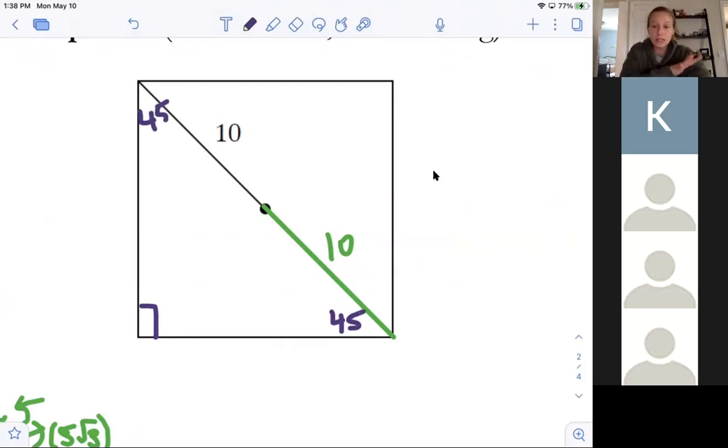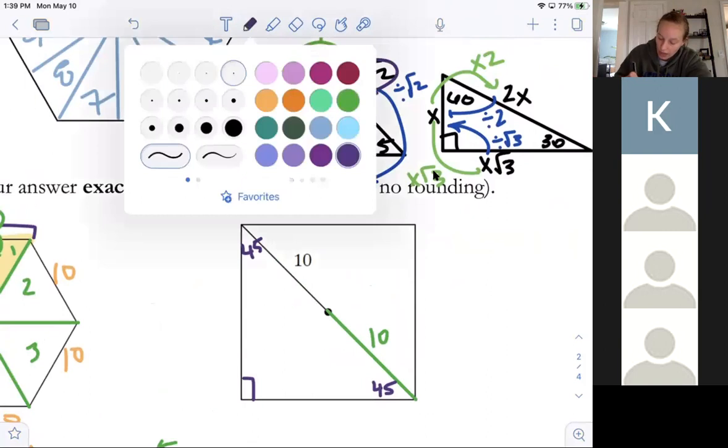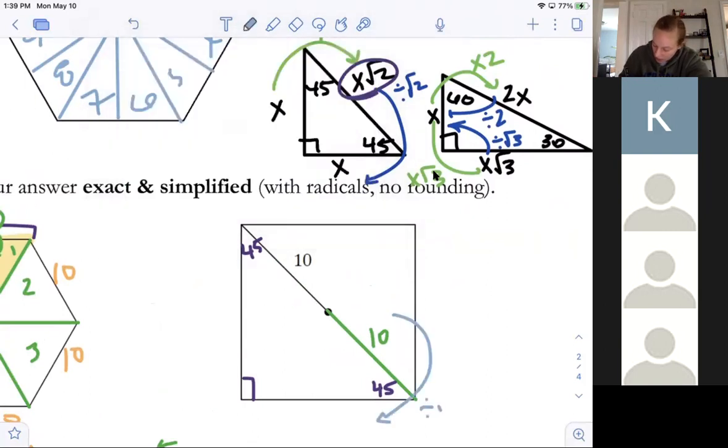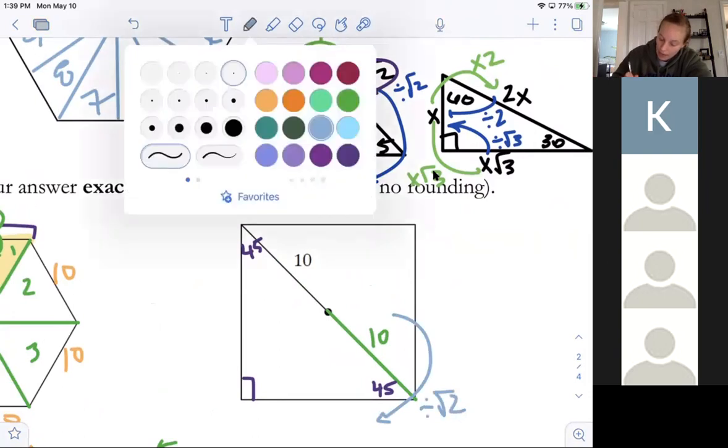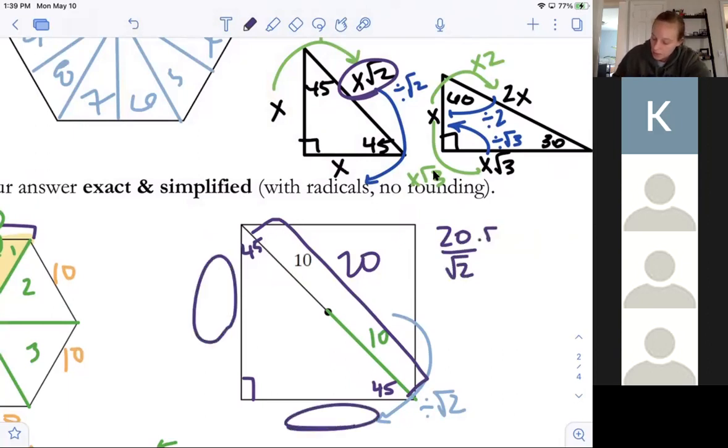So hexagons make 30, 60, 90. Equilateral triangles are 30, 60, 90, but a square is 45, 45, 90. Remember, in a 45, 45, 90, the hypotenuse is x root 2. And so to go from the hypotenuse to one of the legs, we're going to have to divide by root 2. My whole hypotenuse is not just 10, it's 10 plus 10, which is 20. So I'm going to do 20 divided by root 2 to get the length of one of my legs. Here's a leg, here's a leg. So multiply by root 2, multiply by root 2, I get 20 root 2 over 2.